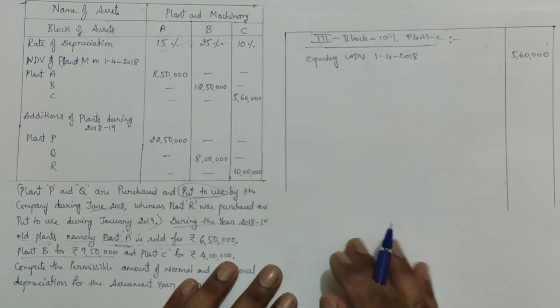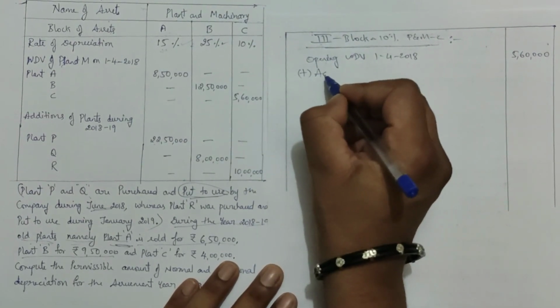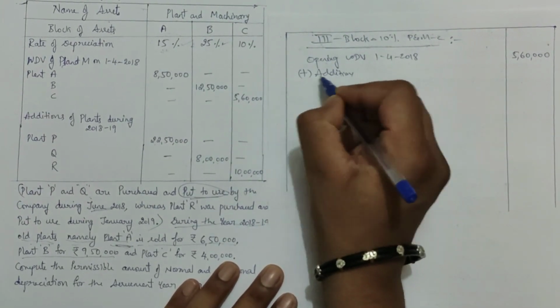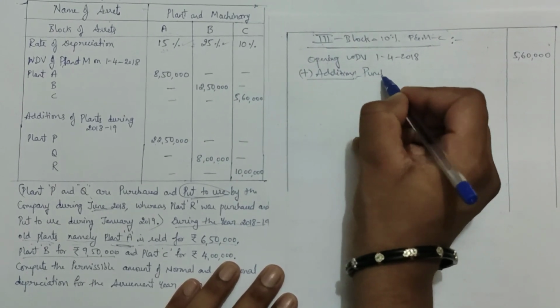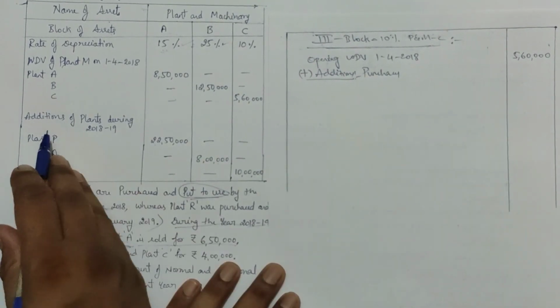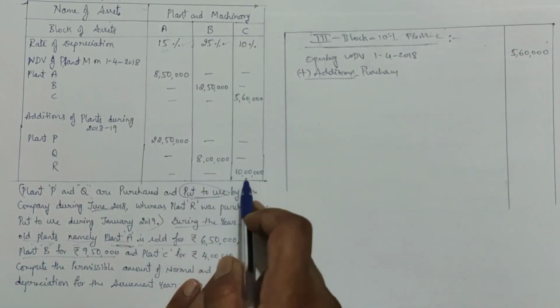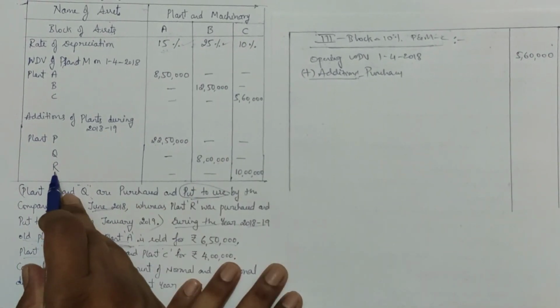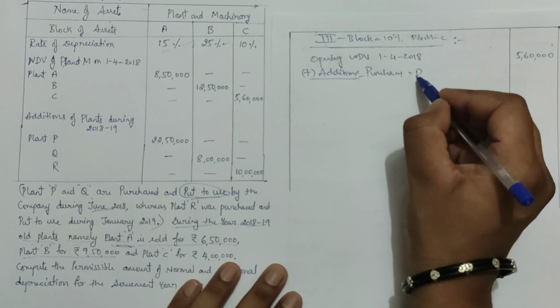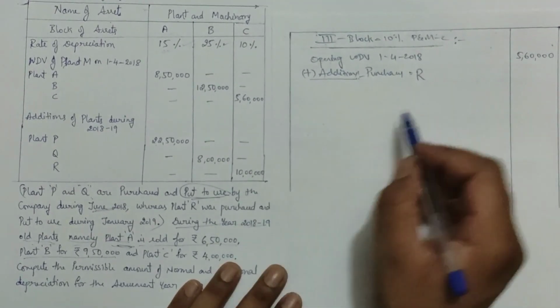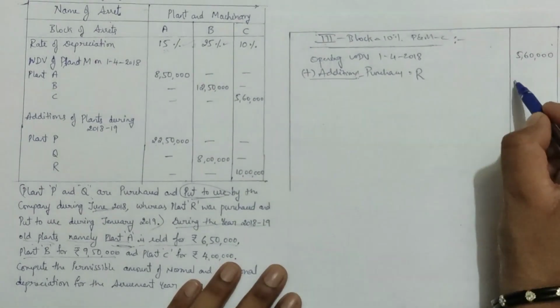5,60,000. Next, plus any additions. That's all about purchases. How much here we have additions? That is for plant and machinery R. Correct. So purchases, that is about plant R. What is the value here? They are giving 10 lakhs.